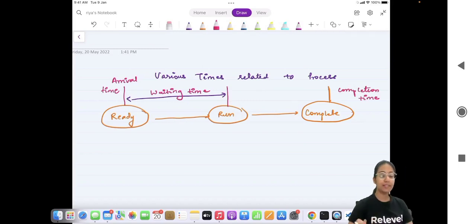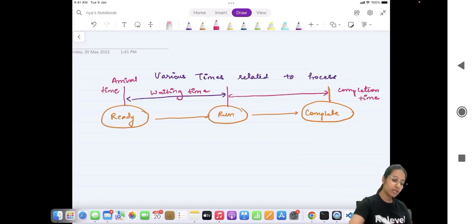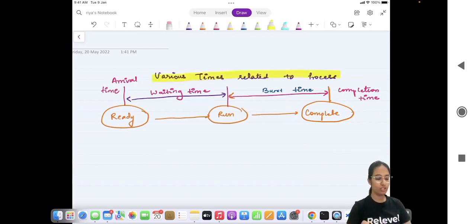completion time, and the time it takes for you to run a particular process and go from running the process to the completion of the process is known as burst time. Okay, these are all the terminologies that you need to understand over here for basically having a good idea about how this works.